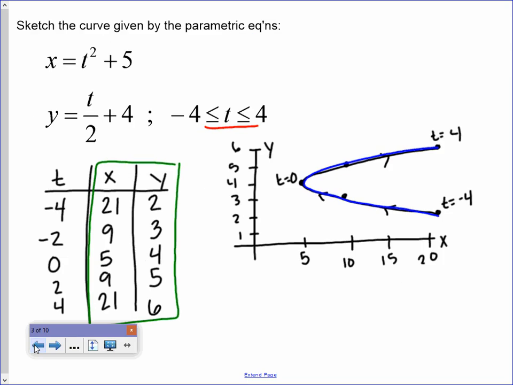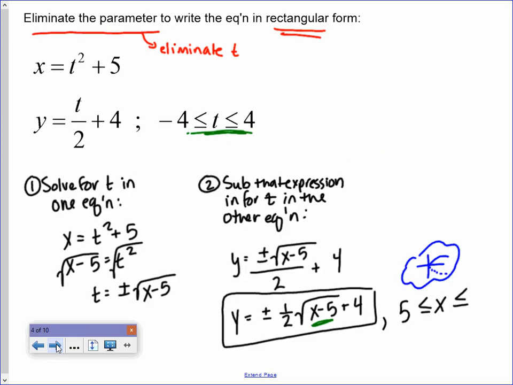So you could see that. I'm going to actually flip back here. Here's my minimum for x. Here's my maximum for x. And those are cut off. If it just said where t is greater than or equal to 4, I would just have to say where x has to be greater than or equal to 5. But now I have to cut it off at 21. So I would close it at 21 too.